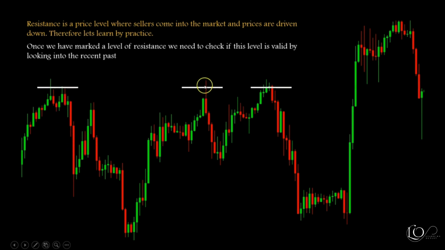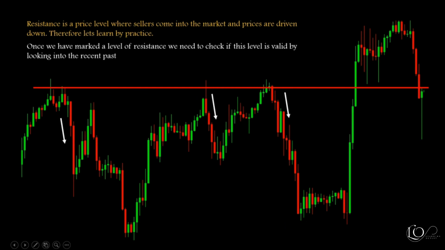Similarly, price came up here. The sellers were pretty successful here at driving prices all the way down, and then similarly it happened here again. So this level is actually a valid level, and so we're going to draw a long line of resistance. We don't need these individual small lines anymore. Now we're going to go in and we're going to say that prices have been going down in all three of these instances. Let's do some support lines here.